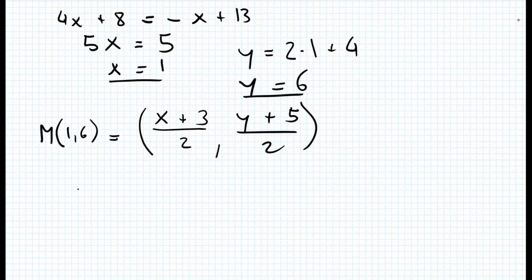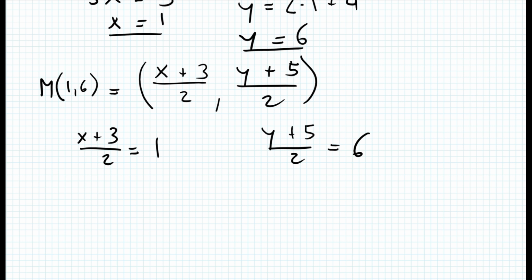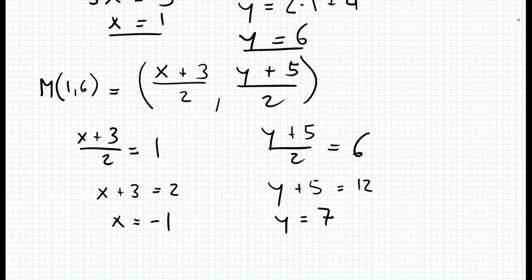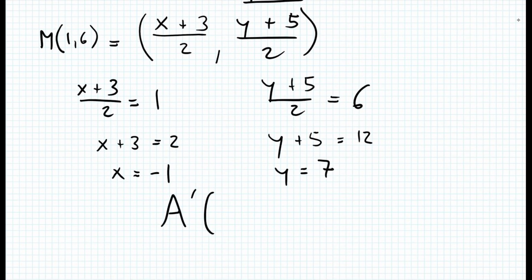So basically what this means is that x plus 3 over 2 has to be equal to 1, and also that y plus 5 divided by 2 is equal to 6, okay? So we just need to solve for x and y, and then we have the coordinates of A prime. So this becomes x plus 3 is equal to 2. Therefore, x is equal to negative 1. Similarly, we have y plus 5 is equal to 12, and y is equal to 7, okay? So there you go, we find the coordinate point. So that means that A prime is going to have a coordinate of negative 1 comma 7.